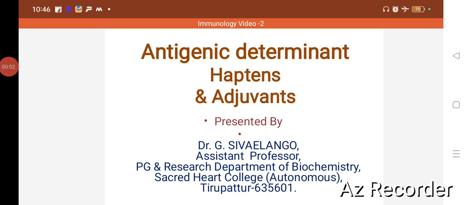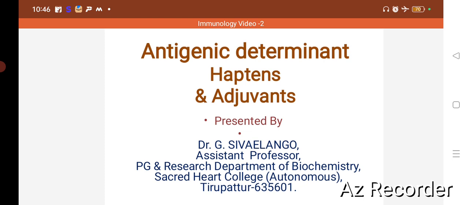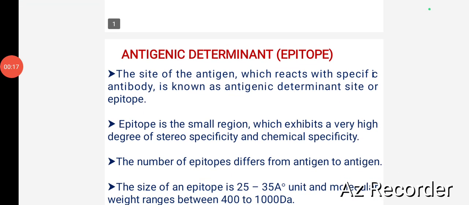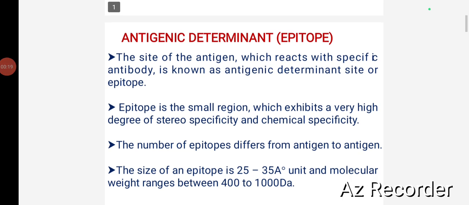Dear friends, good morning. Today we will discuss antigenic determinant. Antigenic determinant means epitope, haptens and adjuvants. First we will see about antigenic determinant.